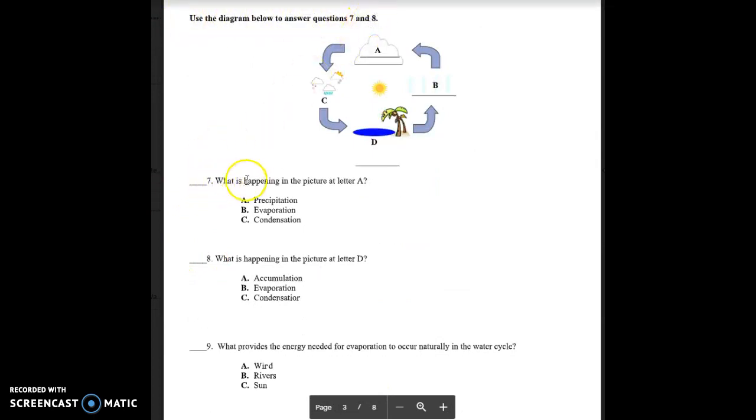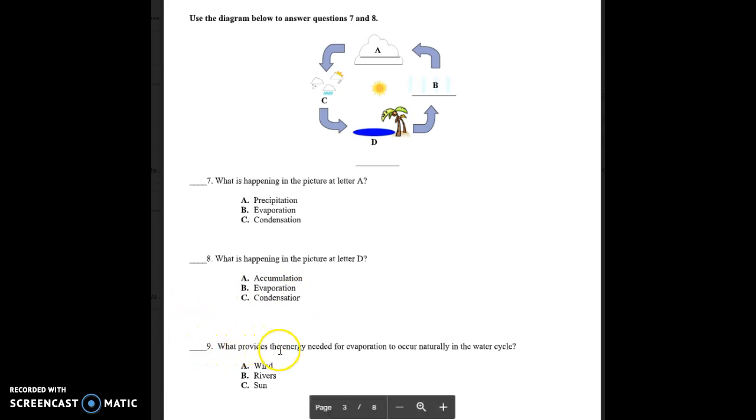Number 7. What is happening in the picture at letter A? A. Precipitation. B. Evaporation. C. Condensation. Number 8. What is happening in the picture at letter D? A. Accumulation. B. Evaporation. C. Condensation.